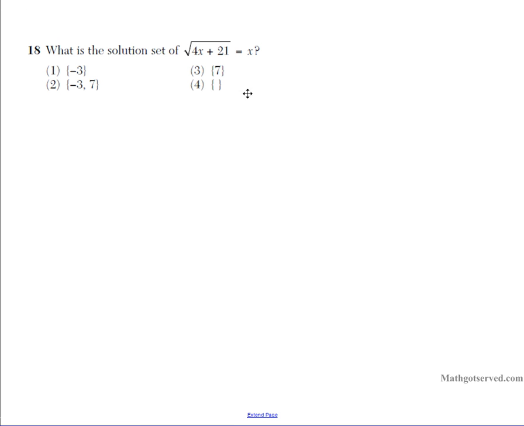It says, what is the solution set of the square root of 4x plus 21 equals x? Now, one thing you have to note here is whenever you're dealing with radical equations of this nature, extraneous solutions might be introduced. So whenever you solve problems of this nature, you always want to do a check to make sure that all your answers are valid. Sometimes you have no solution, sometimes you have one, sometimes the two answers you get are valid.